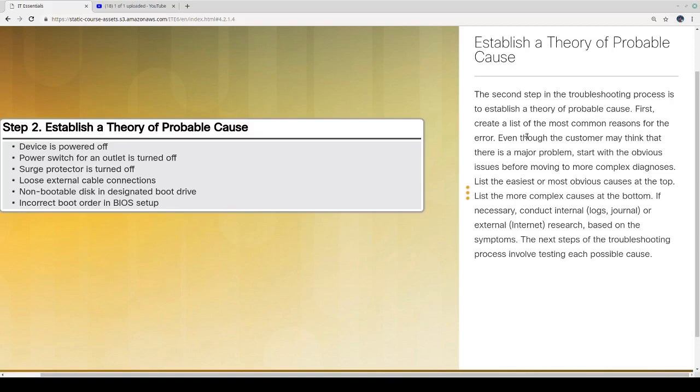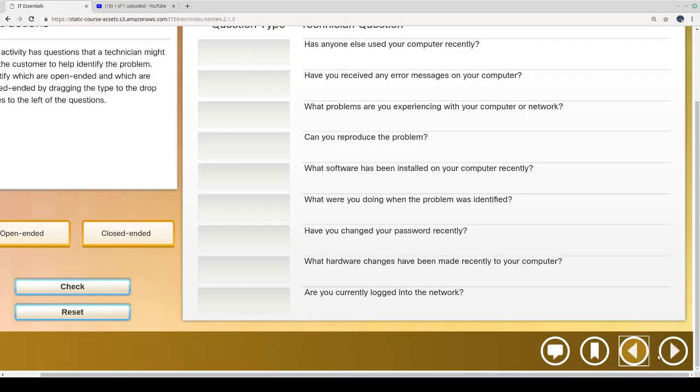First, create a list of the most common reasons for the error. So that would be it. If there's no internet connectivity, I'm checking to see if the Wi-Fi is off or connected to the wrong Wi-Fi. I'm checking to see if the cord's still plugged in. Very simple things to start off with. Even though the customer may think that there is a major problem, start with the obvious issues before moving to more complex diagnoses.